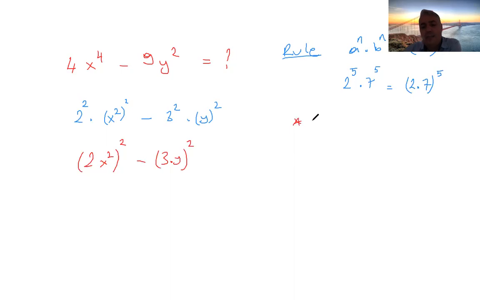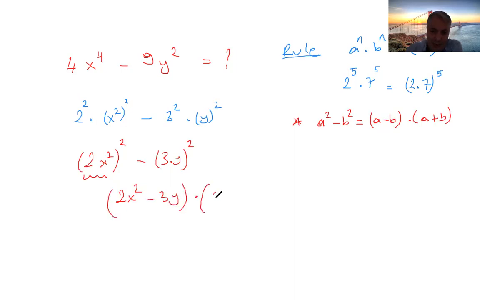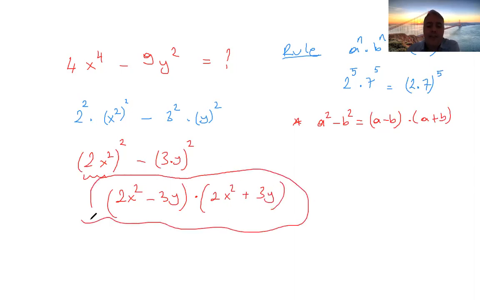And then I told you to memorize that a squared minus b squared is equal to a minus b times a plus b. So the first one, 2x squared, minus the second one, 3y, times the first one plus the second one. So this is the final case. Do we have this or not? Let's check it. 2x squared minus 3y. So among the alternatives, I am looking for 2x squared minus 3y here, and then 2x squared plus 3y. So the answer is D.